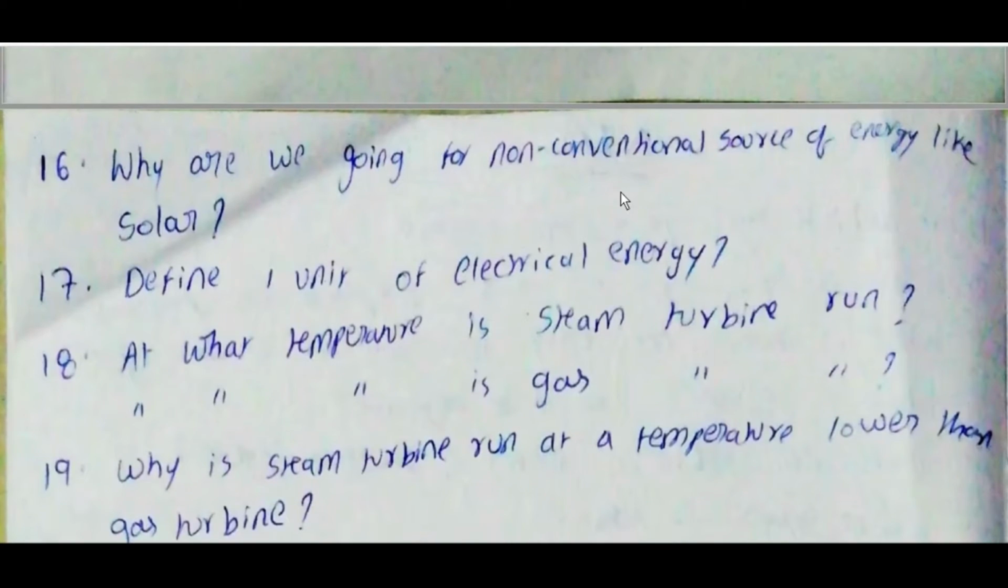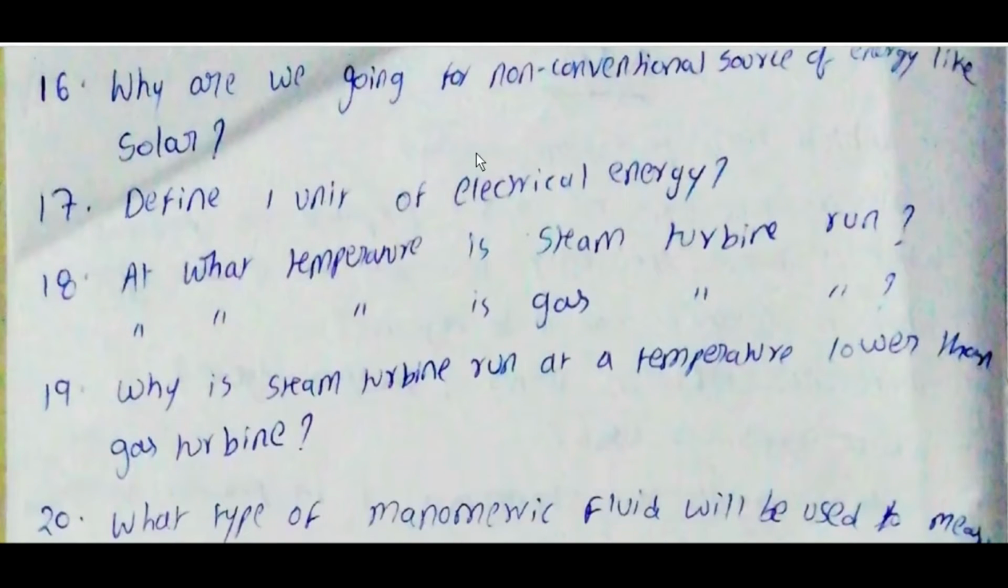Why are we going for non-conventional sources of energy like solar? As energy consumption is increasing, fossil fuels such as coal, oil, and gas reserves are depleting day by day. So we are moving towards non-conventional sources of energy like solar and wind energy, which are renewable. And environmental impact is also a factor in moving towards non-conventional sources of energy.